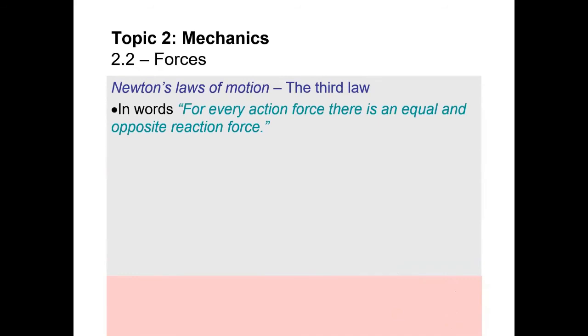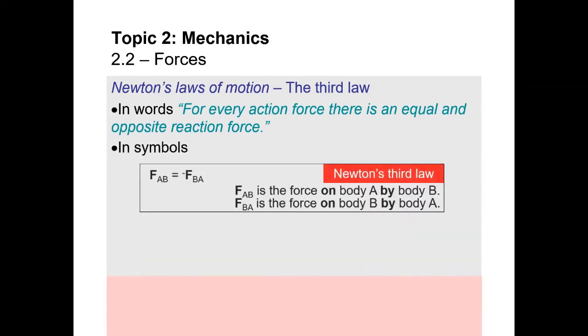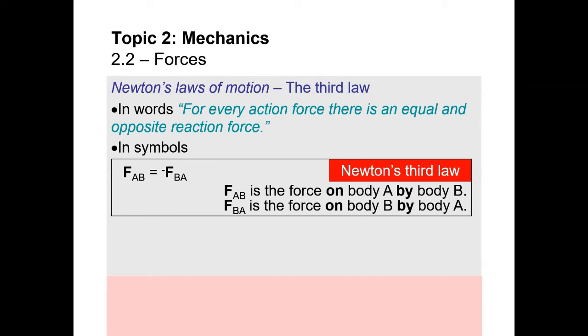Newton's third law of motion: for every action force, there is an equal and opposite reaction force. The symbol F_AB equals minus F_BA. That is, the force on body A by body B is equal and opposite in direction to the force on body B by body A.